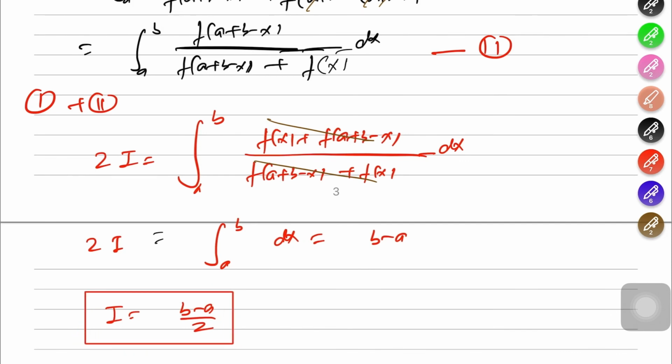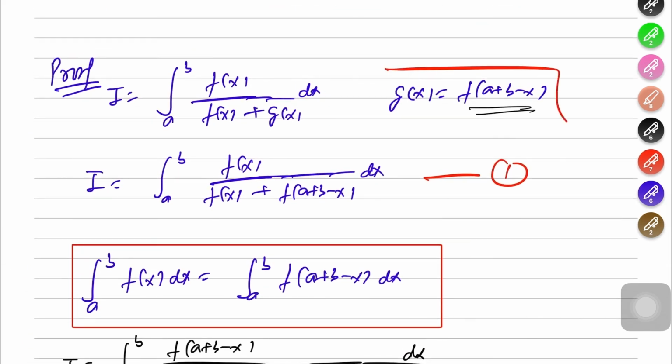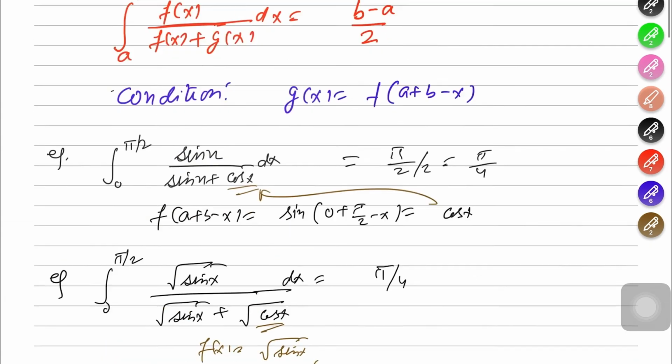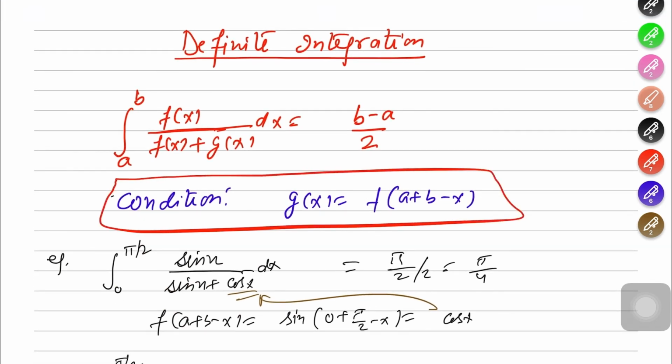So that is why we are getting this, and whenever you use any trick or formula, you should always know the condition. Sometimes we forget the condition. Okay, so the condition is important. This is the condition which is required to get this result. So this is the formula with the condition. You should know the condition is important.